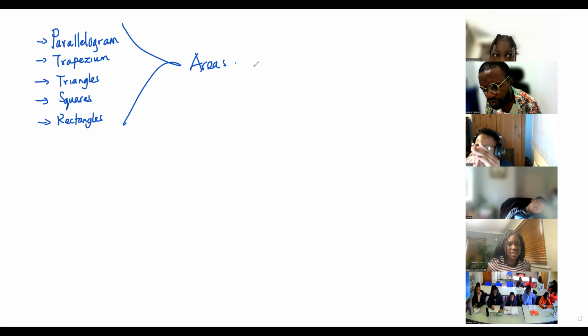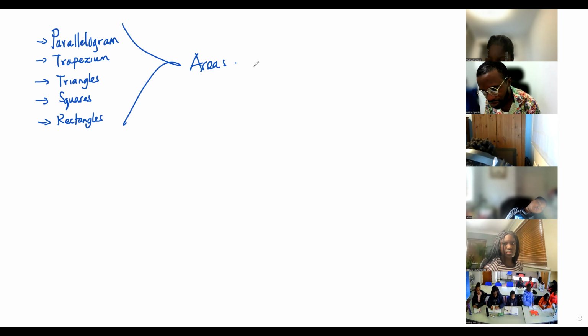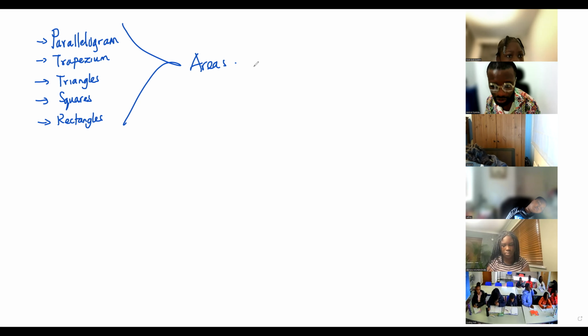Instead of writing squares and rectangles, you could also label them both in a group called quadrilaterals. Squares and rectangles are not the only quadrilaterals, all right? A quadrilateral is any shape with four sides. So basically, parallelogram is a quadrilateral, trapezium is a quadrilateral, square is a quadrilateral, diamond is a quadrilateral. You see that now? Kite is a quadrilateral, rhombus is a quadrilateral because it has four sides.